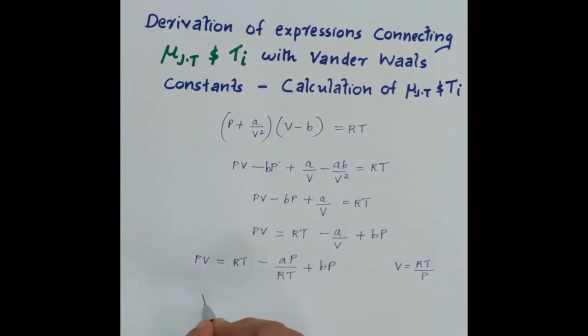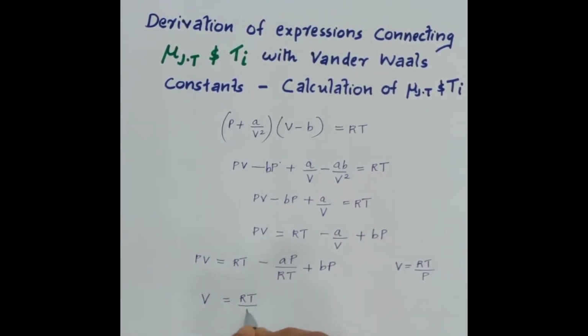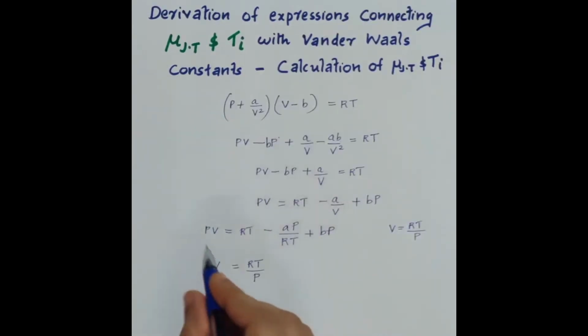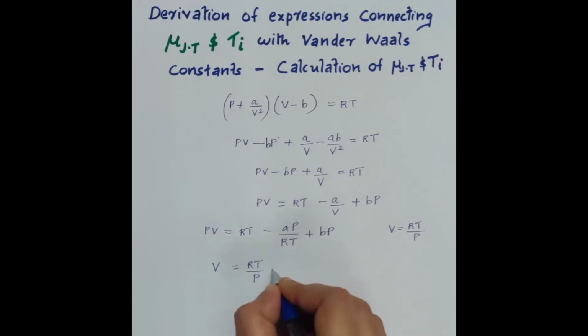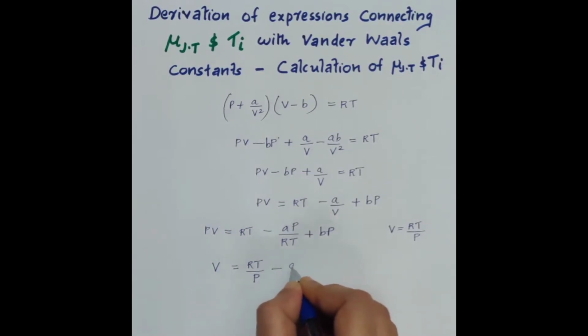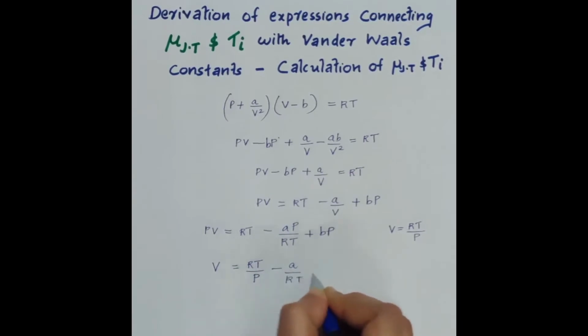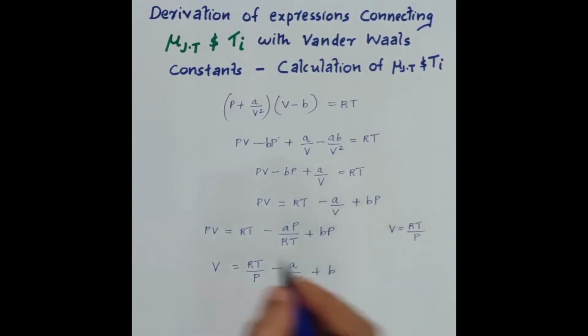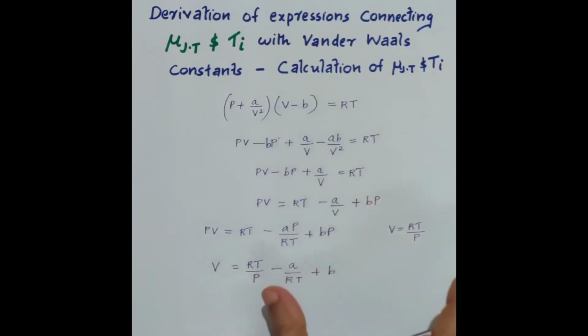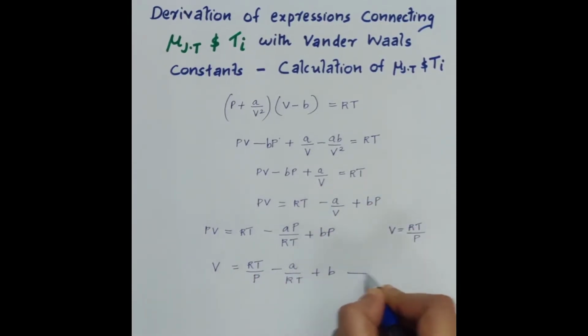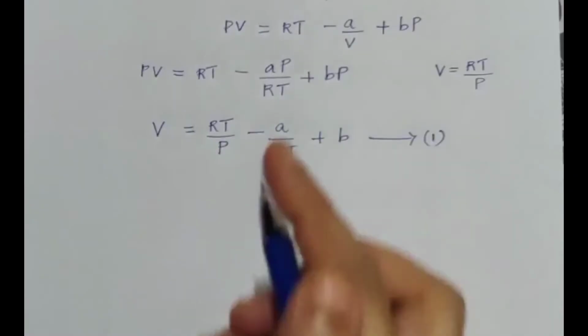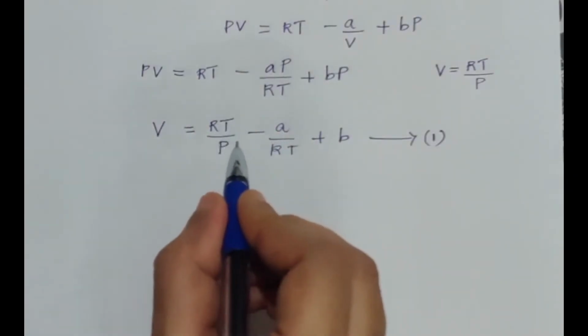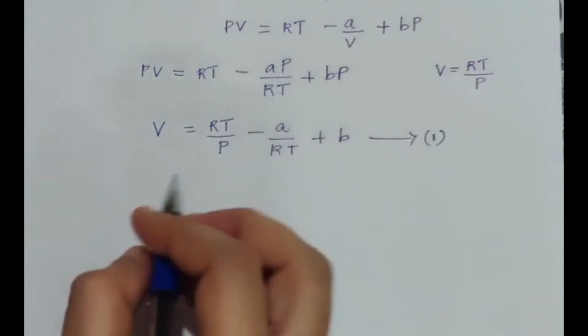Next, V = RT/P. We bring this P here, and we have V = RT/P − a/RT + b, so that the P and P cancel out. We can call this equation number 1.